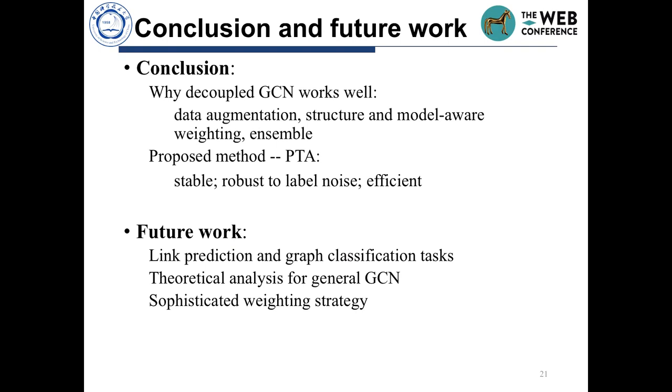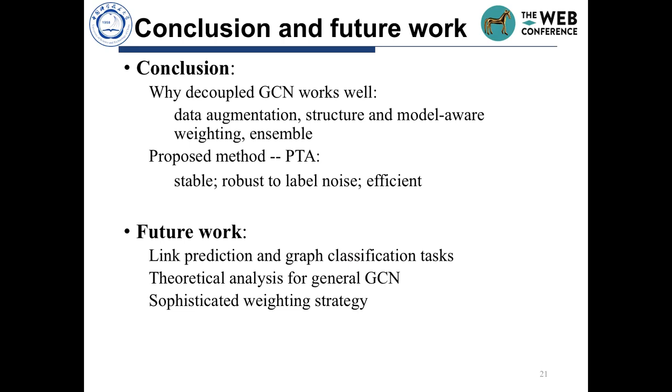In this work, we prove decoupled GCN is a special case of propagation and training. This insight can explain why decoupled GCN works well, including data augmentation, reasonable weighting strategy, and ensemble. With our analysis, the weaknesses of decoupled GCN are also revealed. To overcome them, we propose a new graph learning algorithm, PTA. Experiments support our analysis about decoupled GCN and prove the superiority of PTA.